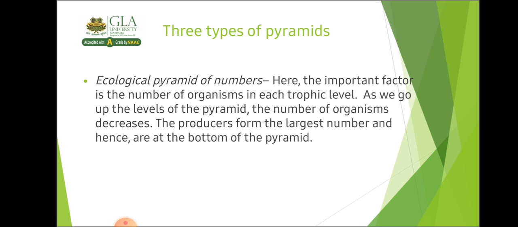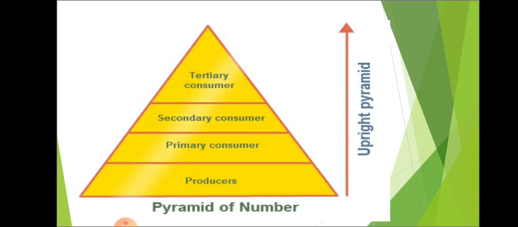This is the very first type of ecological pyramid. Right. Let's discuss this in detail. This is the diagrammatic presentation of pyramid of number. The very first type of ecological pyramid is ecological pyramid of numbers. Here the important factor is the number of organisms in each trophic level. Actually, as we go up the levels of the pyramid, the number of organisms decreases, right?